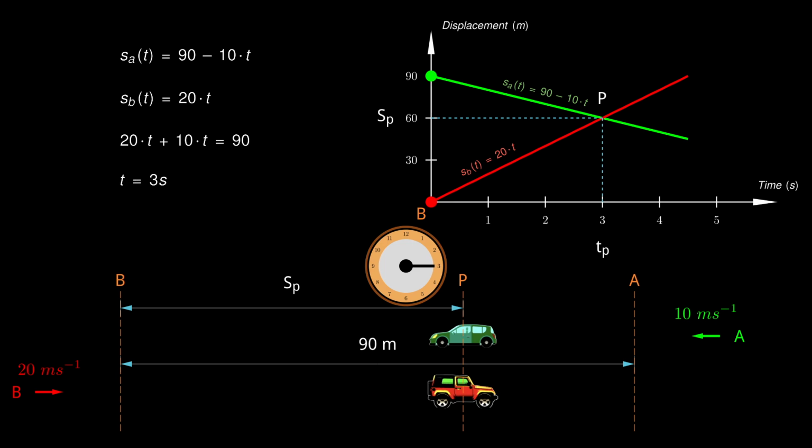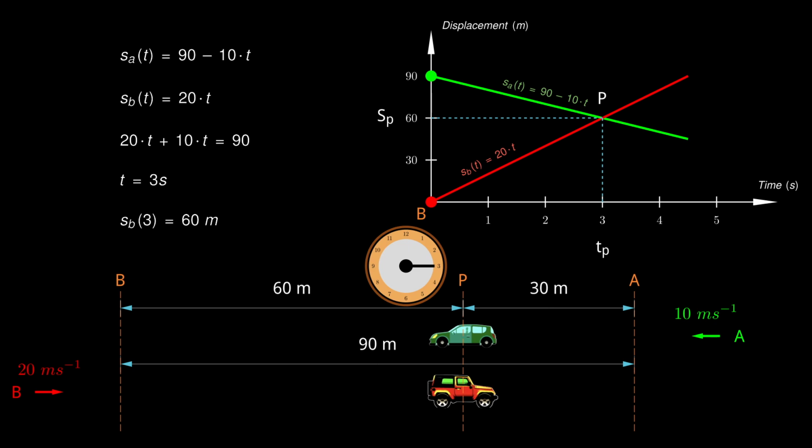Once we determine the time, we can substitute it into either function to find the distance at which the vehicles cross paths. This approach provides both the time and distance of the meeting point. Vehicle A moves a distance of 30 meters towards Vehicle B, while Vehicle B moves 60 meters towards Vehicle A, before they cross paths. The total time it takes for both vehicles to meet is 3 seconds.